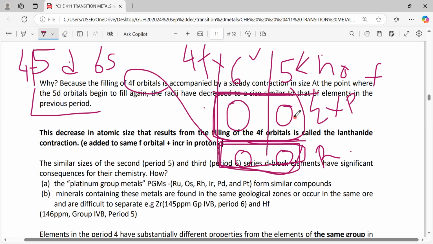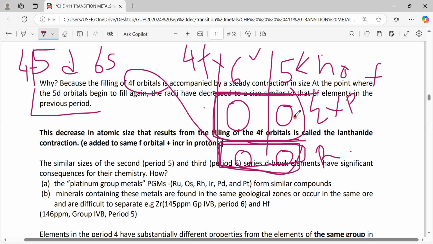So this decrease in atomic size that results from the filling of the 4f orbitals is called lanthanide contraction. Electrons are added to the same f orbital plus an increase in protons. So similar sizes of the period 5 and period 6 d-block elements have significant consequences for their chemistry. When you find elements in period 6 and period 5 having similar or the same atomic radius, this also implies their chemistries are a bit similar.